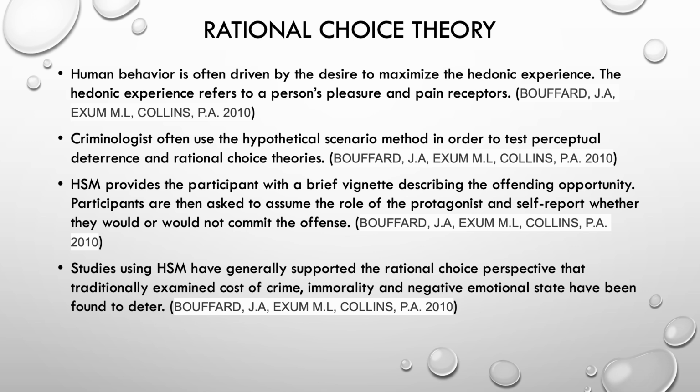Participants are then asked to assume the role of the protagonist and self-report whether they would commit the crime or not. This is basically giving a group of people a survey that allows them to fill out answers based on the crime committed. It's typically whether they would commit the crime or not based on positive outcomes and negative outcomes. Studies using the hypothetical scenario method have generally supported the rational choice perspective, that traditionally examined cost of crime, immorality, and negative emotional state have been found to deter people from committing crimes.